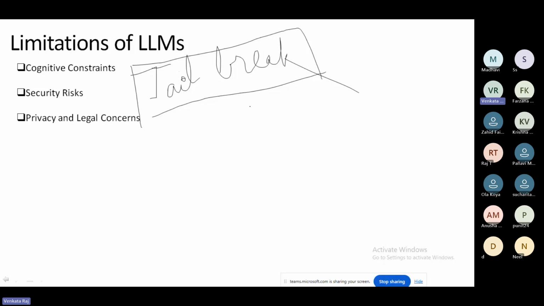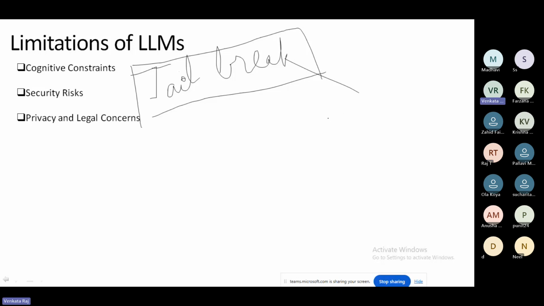Any questions, anyone? Cognitive constraints, then. Are there any constraints on the prompts, like when we're designing the prompts? Any copyright on the prompts? No. The prompts are basically instructions, so there is no copyright violation about the prompts. Okay. Right.